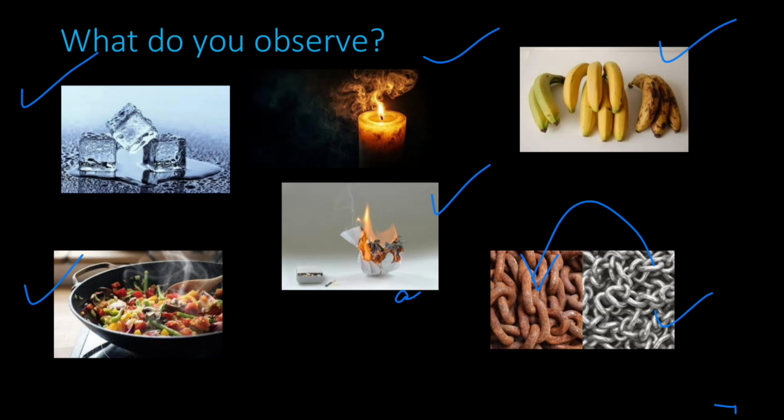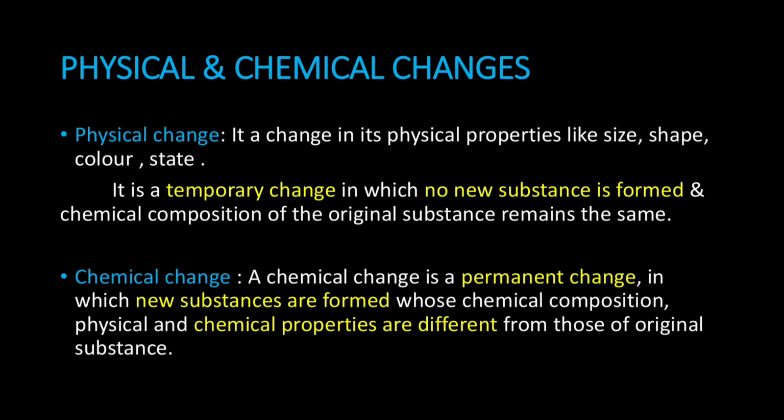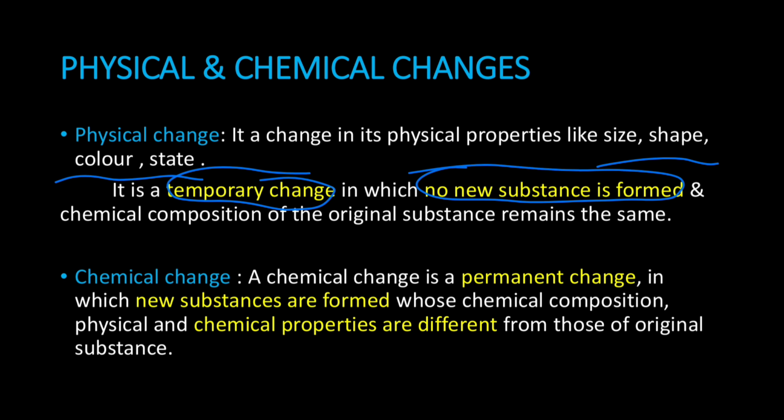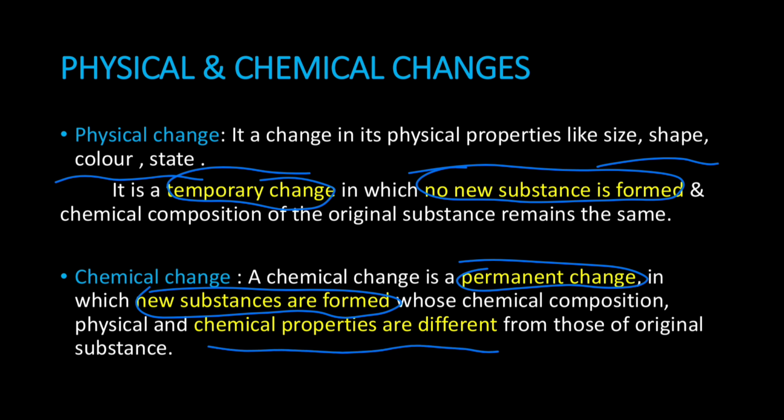To understand them better, as I told you, we have to see what is physical change and chemical change. Physical change is a change in physical properties like size, shape, color and state. This physical change is a temporary change and no new substance is formed. The chemical composition of the original substance remains the same. Whereas chemical change is a permanent change and a new substance is formed, whose chemical properties are different from those of the original substance.